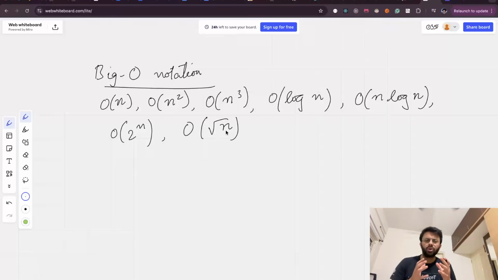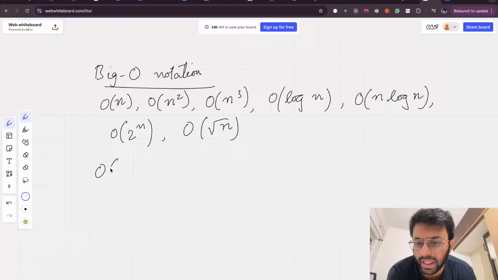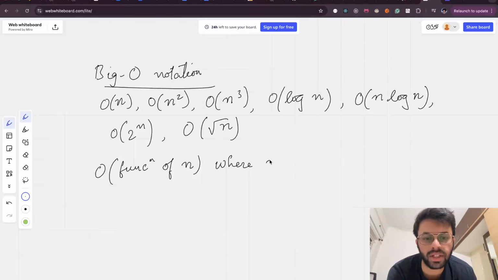So how do we specify this? We specify this something like this: big O of some function of n, where n is what? N is our input size. Okay.